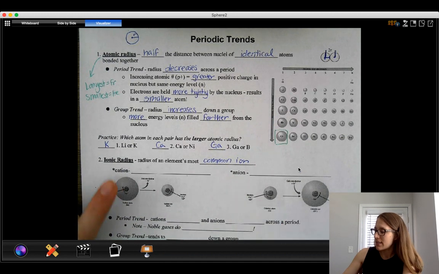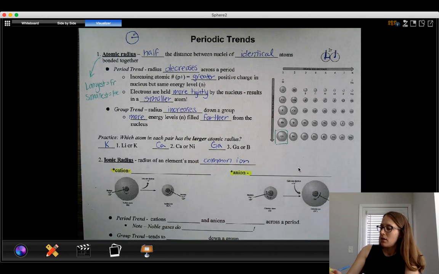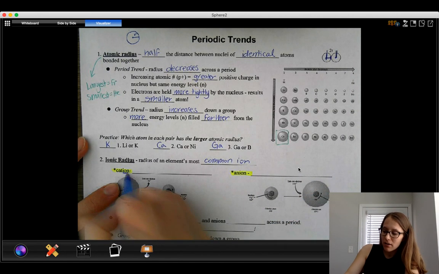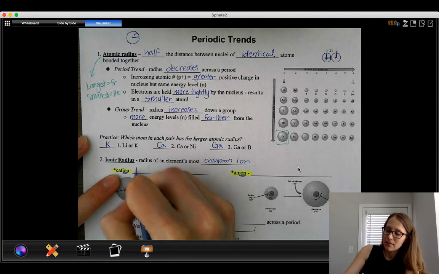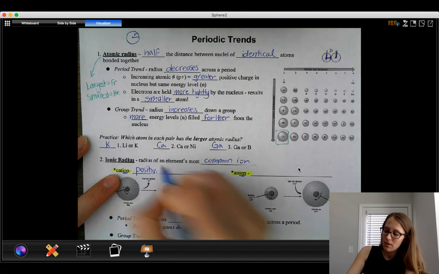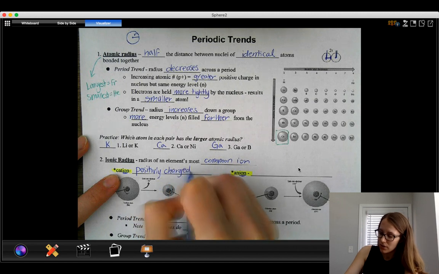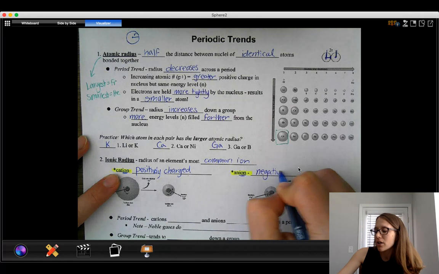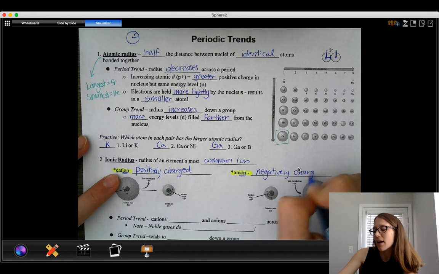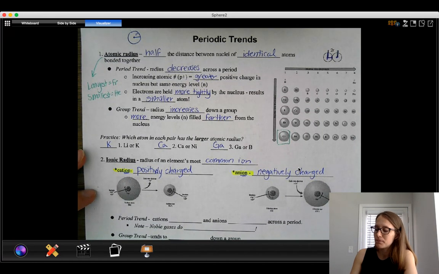Two vocab words that we see on here are cation and anion. They're both ions, which means charged, so that's what that part means. Cation means positively charged. There's an E in there, huh? Positively charged. And negatively charged is anion. So if I say something's an anion, I'm telling you it has a negative charge. If I say something is a cation, that means it has a positive charge.